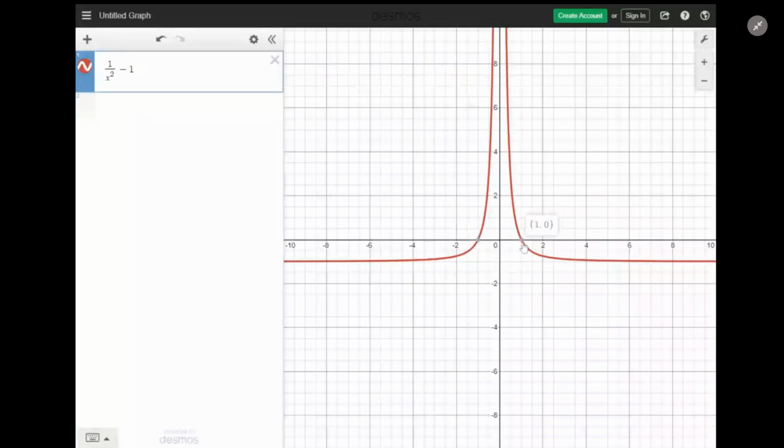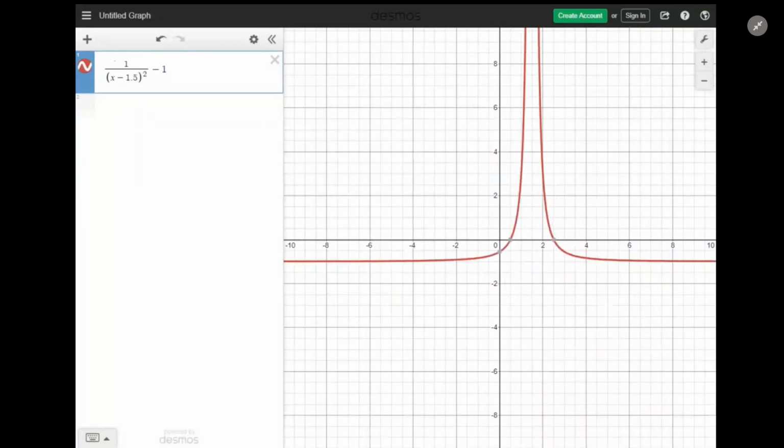But I really want it to cross at -1 and 2. So I may have to make it skinnier. But what I'm going to do right now is scoot it to the right to get the asymptote to be between 1 and 2. So I am going to make this x minus 1.5. Now that scoots it over, but my x-intercepts are not right. So I'm going to have to figure out how to get this to skinny up some.